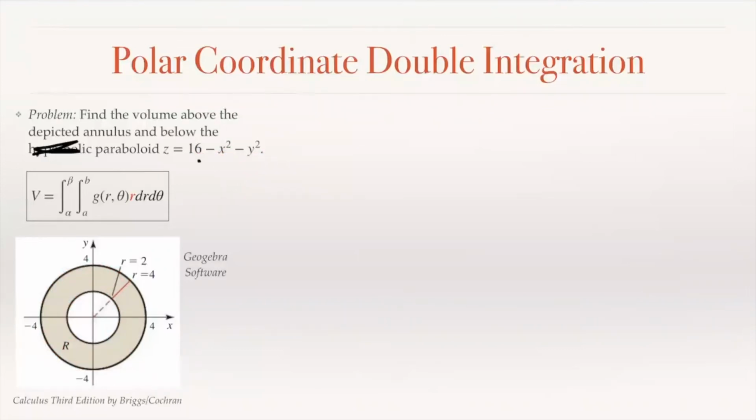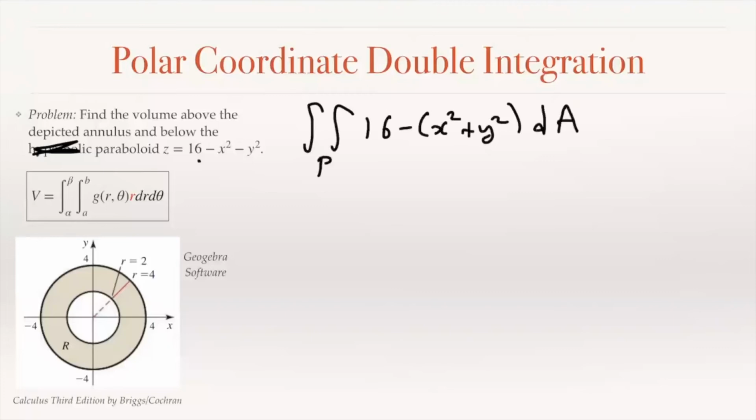Okay, so we're taking the double integral of 16 minus (x squared plus y squared) dA over this region. And we definitely don't want to do this in Cartesian. We'll have square roots of squares all over the place here and have to break it up into different parts. But in polar, this is very nice. We're moving from r equals 2 to r equals 4, and theta between 0 and 2 pi.